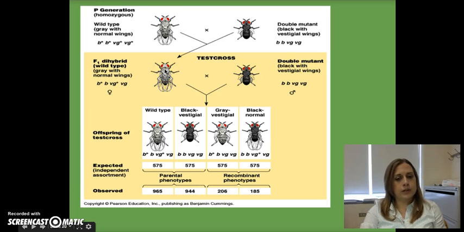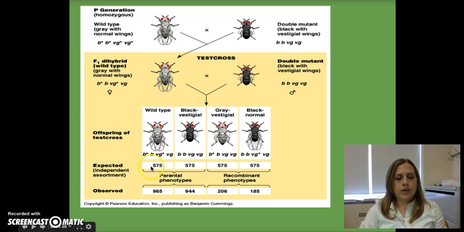body color and wing type, and you do a test cross, which is again when you take that F1 dihybrid and you cross it with another double mutant. So again, this guy's got black body, vestigial wings, and then you look at the offspring of the F2 generation.